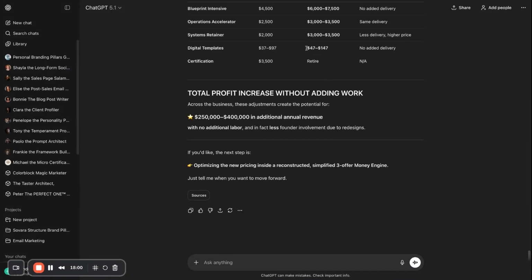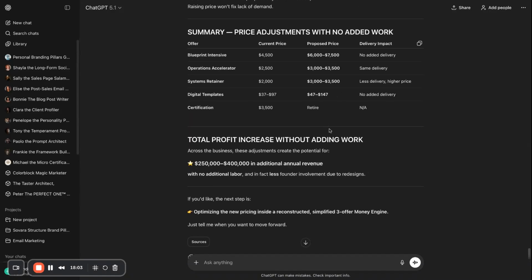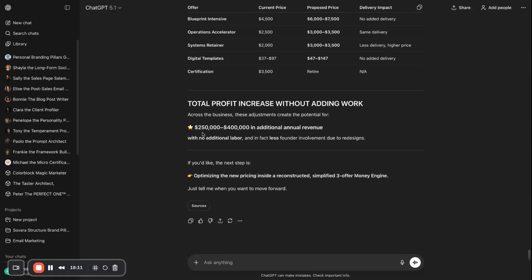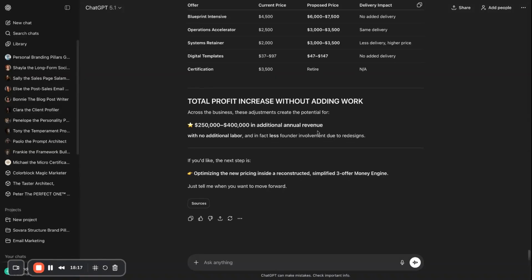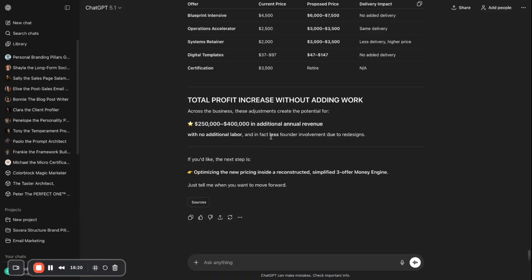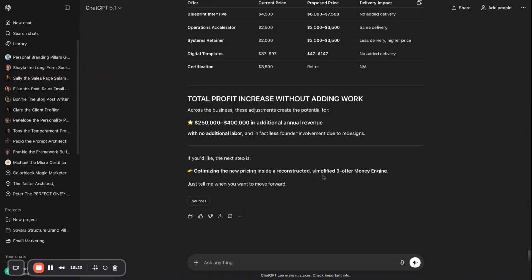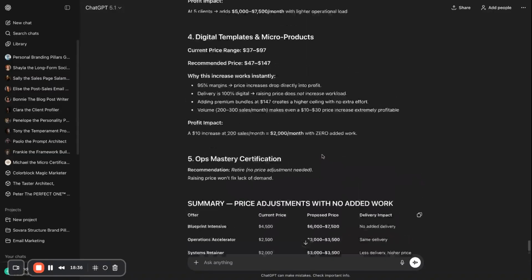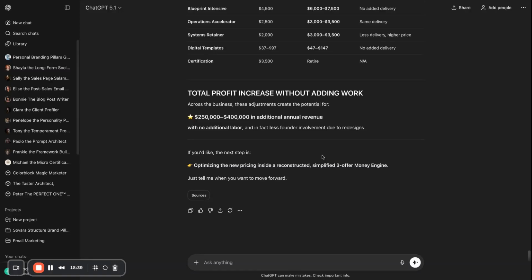So here it's telling you, okay, if you follow this, based on what the numbers look like now, based on where the business is now, this fictitious business, right? We've got the potential for a 250K to 400K increase in annual revenue without additional labor and with less founder involvement due to the redesigns. Okay. So again, this is here where it's giving me an idea. We can come back and work on this if that's something that you want to flesh out. In the meantime, for now, we want to remain on task.